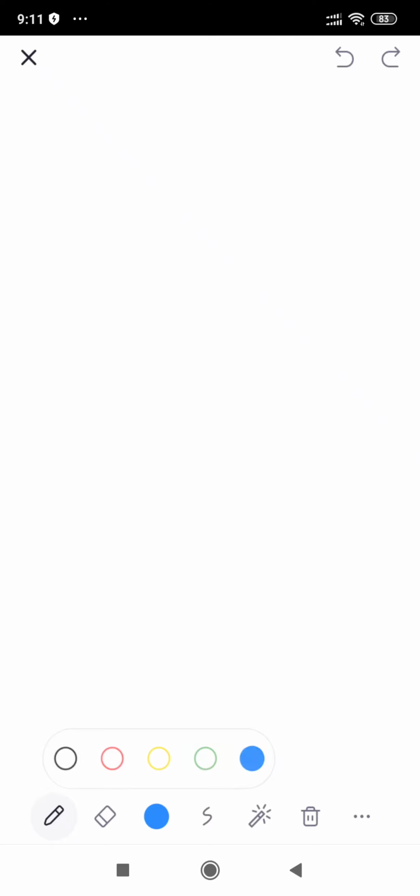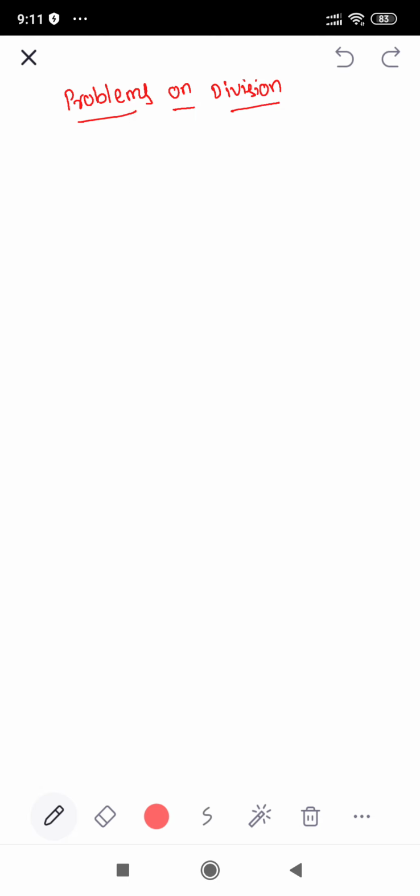Problems on divisibility. This is the next topic in our induction. Problems on divisibility, or problems on division. This is one of the important topics in this. So here we have one question which is there in the example. First we need to start with that.